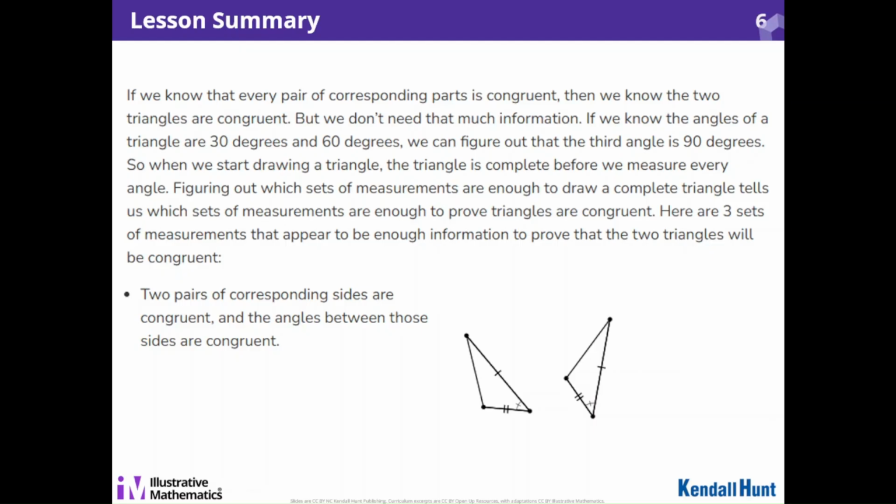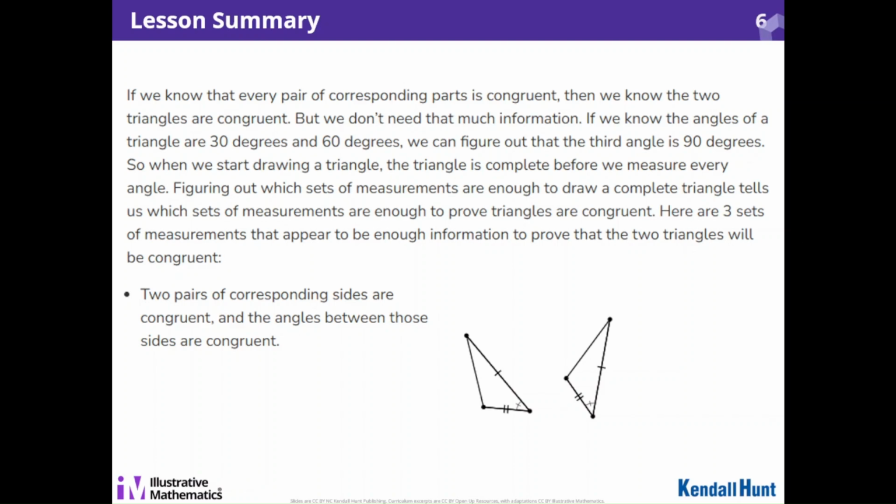If we know the angles of a triangle are 30 degrees and 60 degrees, we can figure out that the third angle is 90 degrees. And this goes back to the lesson where we talked about triangles having 180 degrees total when you add up the interior angles.